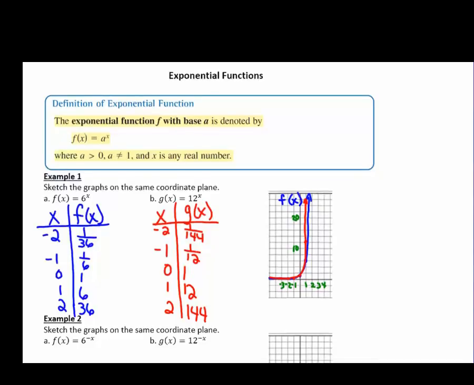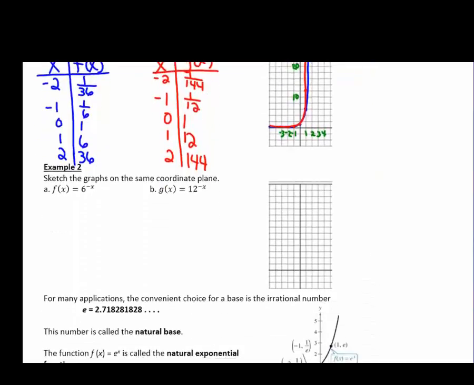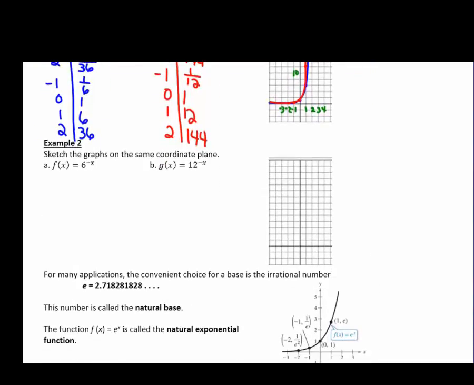All right, so now let's take a look at example 2. This time it's just similar graphs, but notice what's going on with the x here. We're multiplying that x by a -1, and if we think about our transformations, that's going to reflect it over the y-axis, because remember, when you multiply the x value by a negative, that is a reflection over the y-axis.